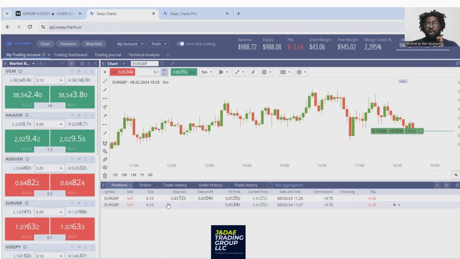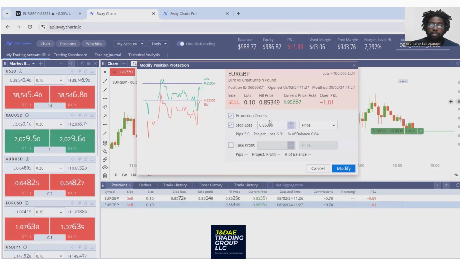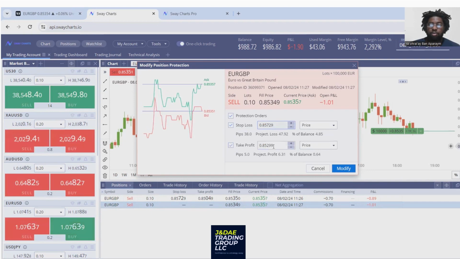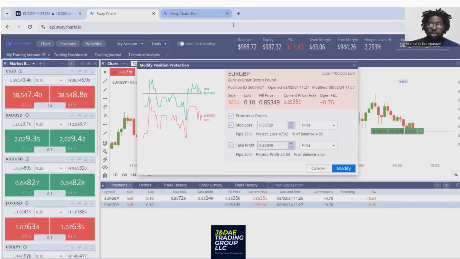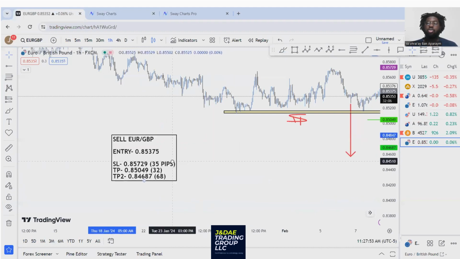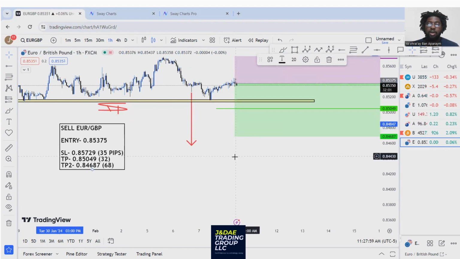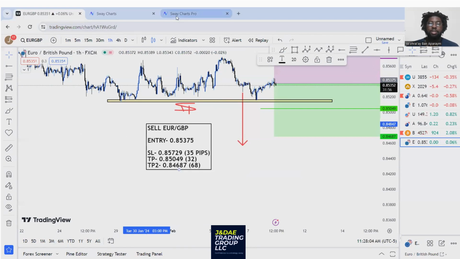So what you can do after, you're gonna right click if you're using your computer, on that pair, you're gonna click modify position, and then now you just add your stop loss. And your stop loss was 85729, and then you add your take profit. Take profit was 0.85049, and then you click modify, and there's your stop loss and take profit. Now your trade is protected. And all you have to do now is just let the trade play out. That is it.